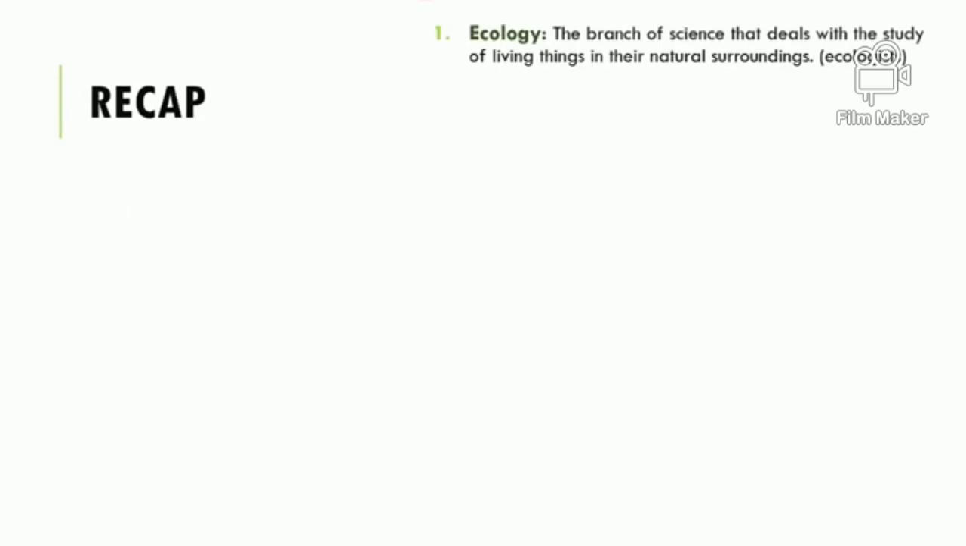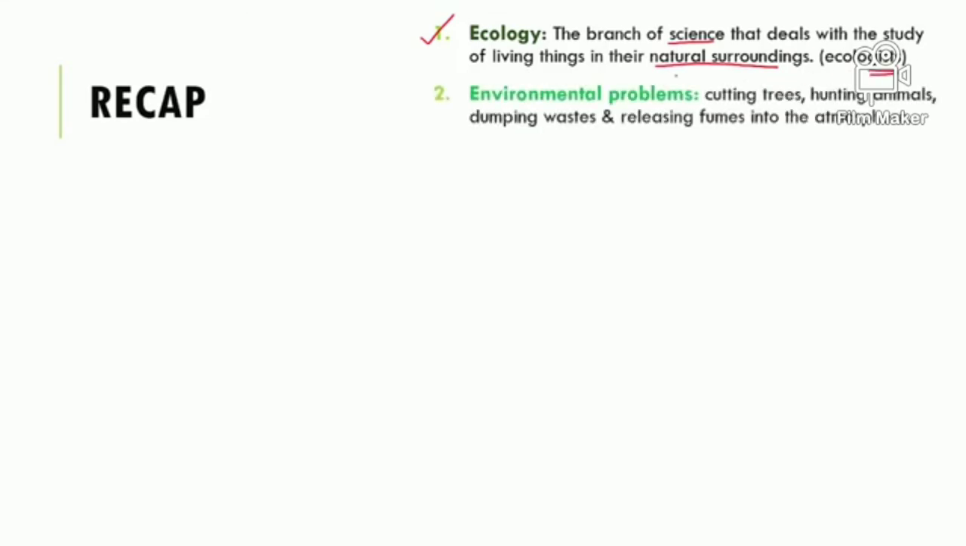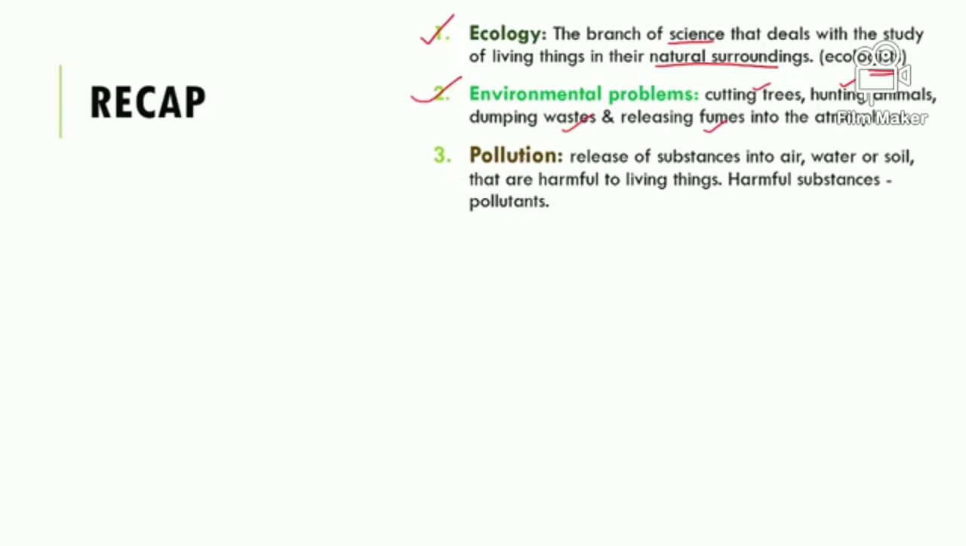So with this, we complete part 1 of the chapter. Let's do a quick recap of what we covered in part 1. First, we spoke about ecology. We said that it was a branch of science that deals with the study of living things in their natural environment. And we saw that the scientists who study ecology are called ecologists. Then we spoke about environmental problems such as cutting of trees, hunting of animals, dumping of waste, and releasing fumes into the atmosphere. Then we spoke about pollution.